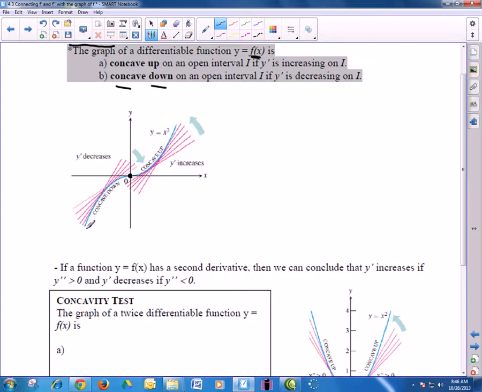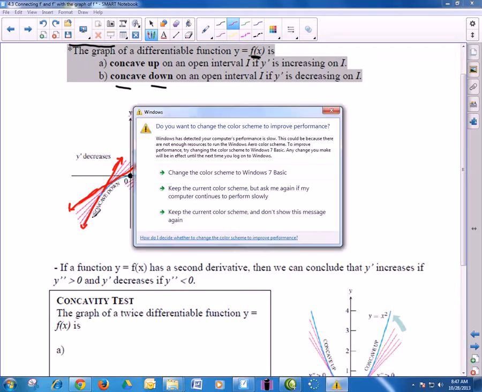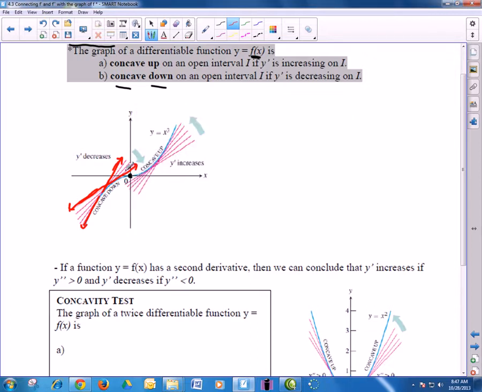On the left side, it's concave down because of your slopes. Look at all these tangent lines. Look at this first tangent line here, and then compare that to the last tangent line that we drew here. The slope of this first tangent line is bigger than that last one. So from x equals negative infinity to 0, your slopes are getting smaller and smaller, hence the definition concave down.